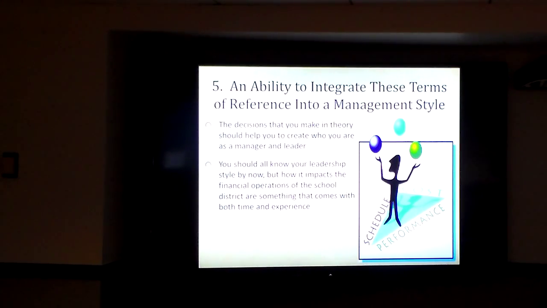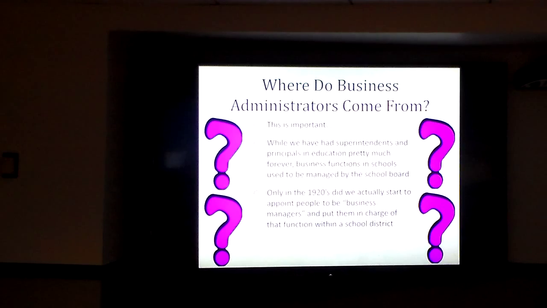The integration, we say this in every class. Anything you do related to leadership, you need to be able to integrate into everything that you do.